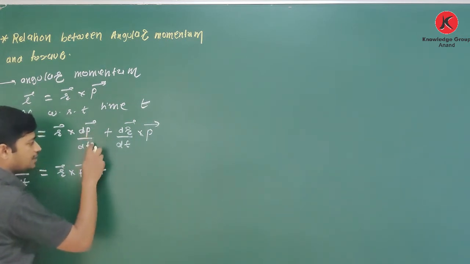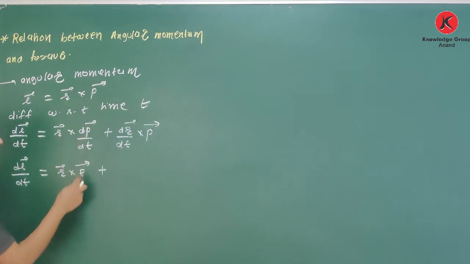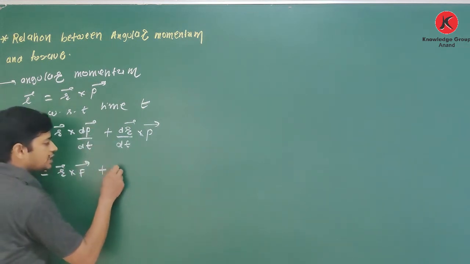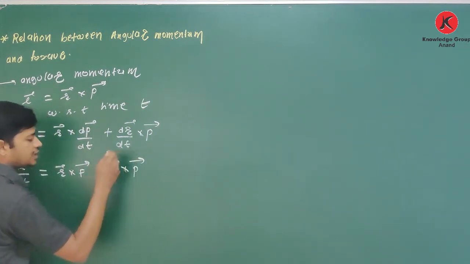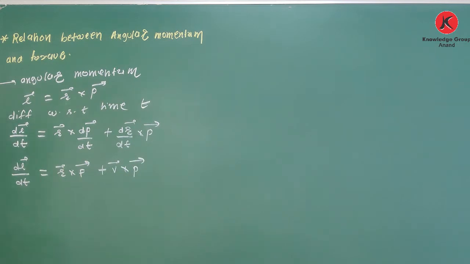upon dt plus dr upon dt cross p. dp upon dt, that is rate of change of linear momentum, means it is force. dr upon dt means it is linear velocity. Here it is p. Clear about this? Now what about v cross p?